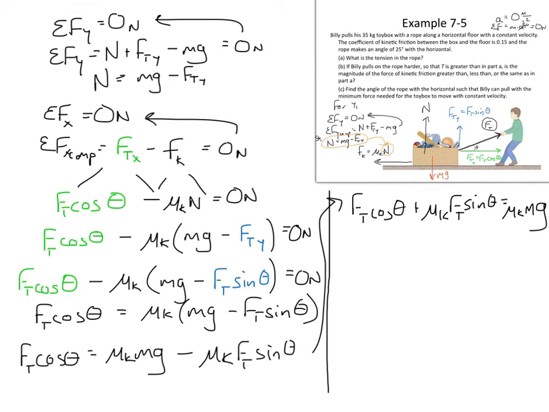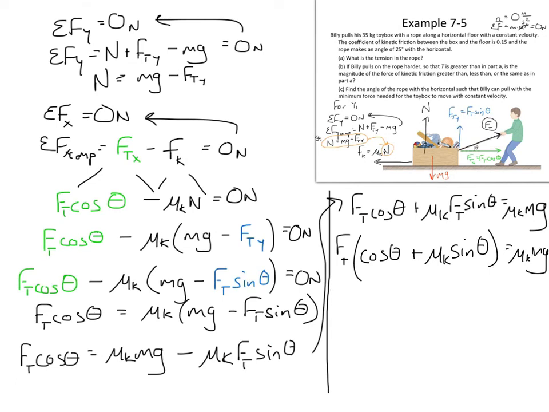Now what can we do? We still have two of these FTs right here, but the good news is that all statements on this side have FT in front of them. So what are we going to do? We're going to factor them out. All right. So factor out that FT right there, and then we have cosine theta plus mu k sine theta. All that equals mu k mg.